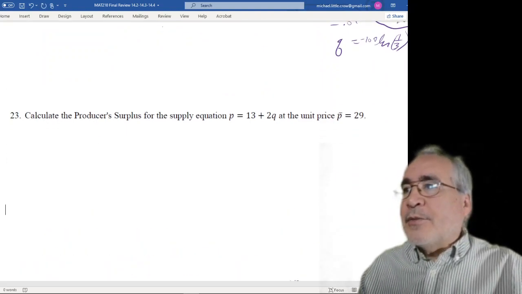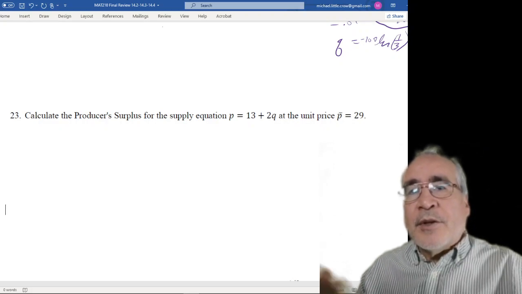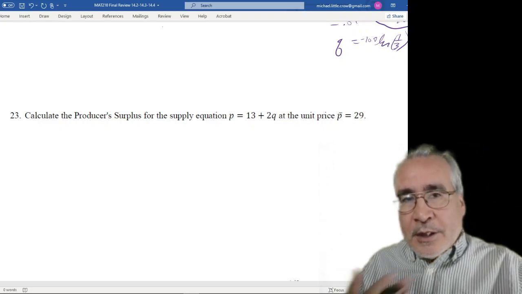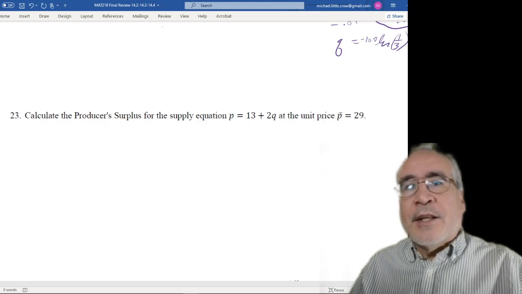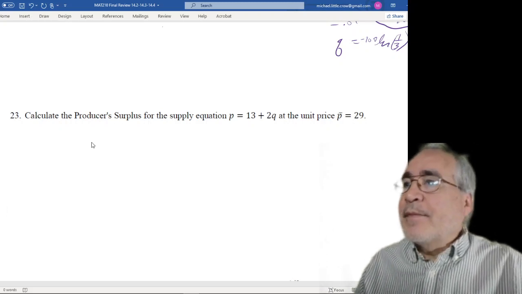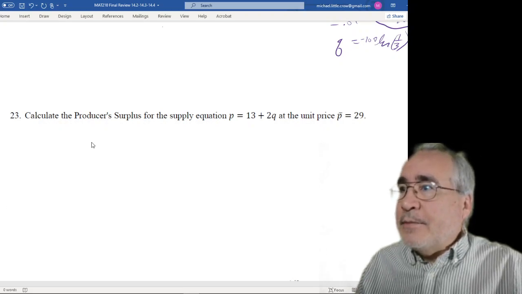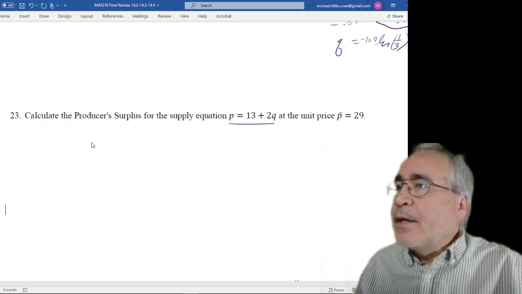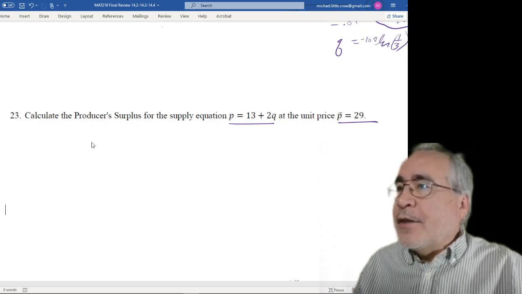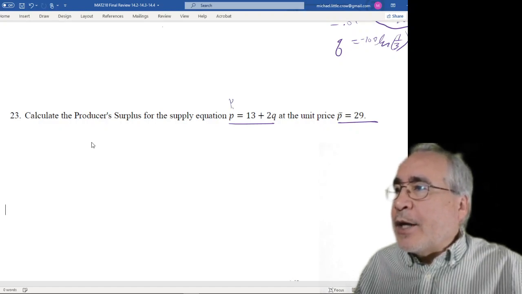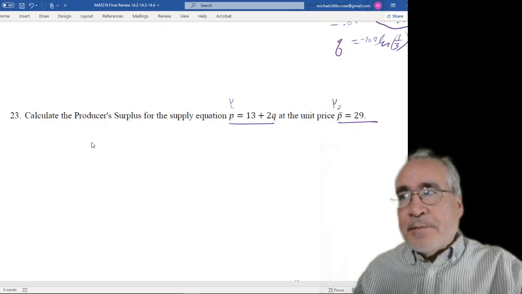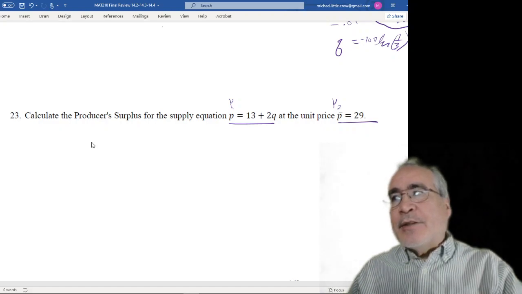We're going to approach this one exactly the same way, but we're going to see that the graph will lead us into understanding which one's on top. Okay, the producer surplus for a supply equation, with a p-bar at 29. So again, these are the two equations we have. We have a y1, we have a y2. We're going to graph them because we need to find where they intersect anyway.